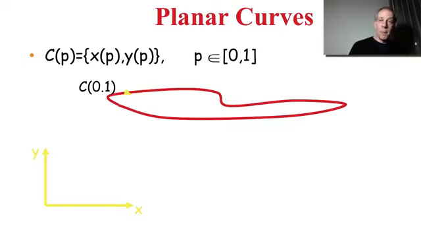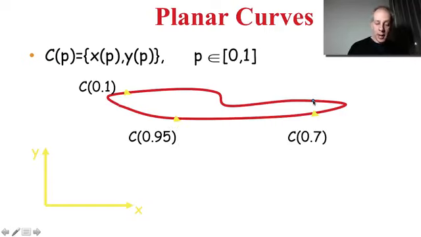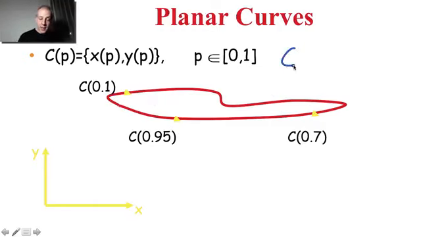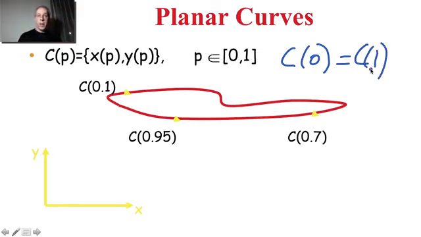So basically, for example, for p equals 0.1, we get this point. Then for a different p, like 0.7, we get another point, and so on. So I'm sure you get the idea. Basically, different values of p between 0 and 1 give us different points on the curve. Now, if a curve is closed, like here, what we have is that c at 0 is equal to c at 1. So it starts and ends on the same point, and that's a closed curve.